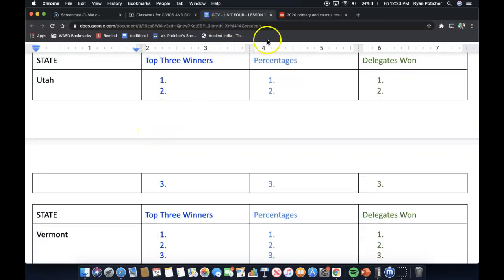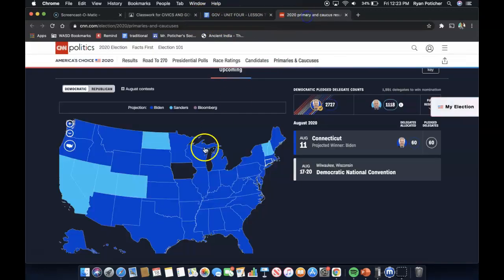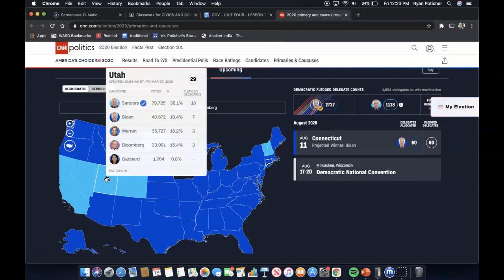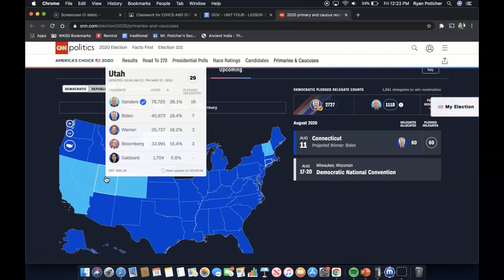In the state of Utah, right here, Bernie Sanders won the state of Utah with 36.1% of the vote, followed by Joe Biden at 18.4% of the vote, followed by Elizabeth Warren at 16.2% of the vote. The pledged delegate breakdown is like this: Sanders at 16, Joe Biden at 7, and Elizabeth Warren at 3.